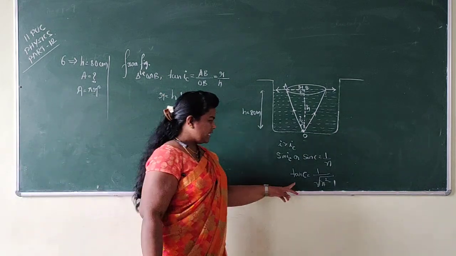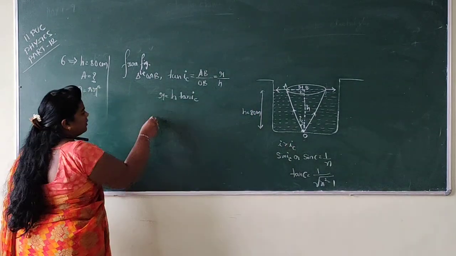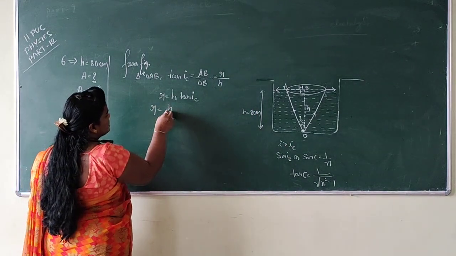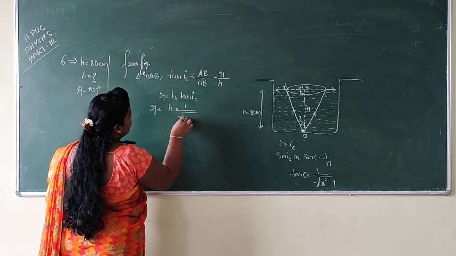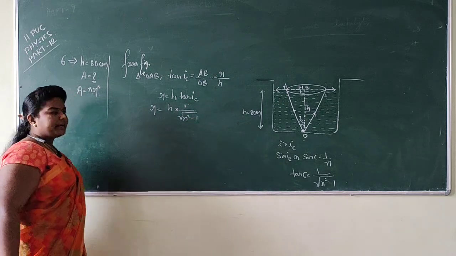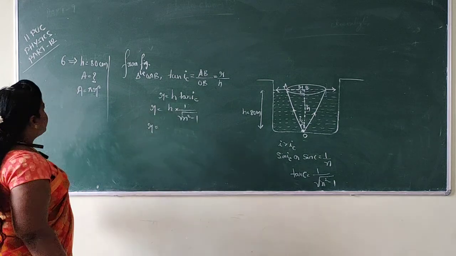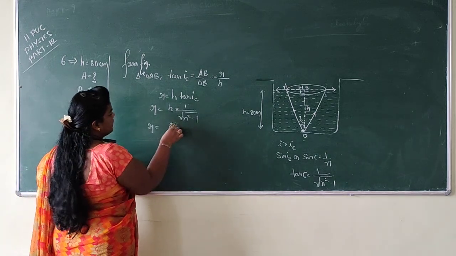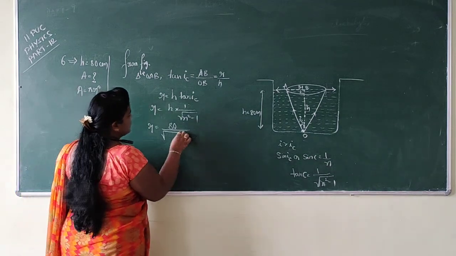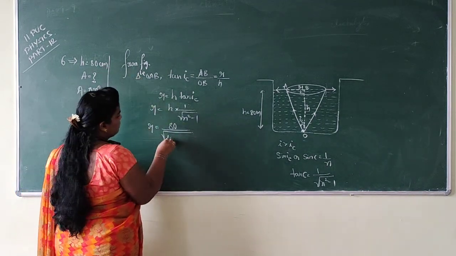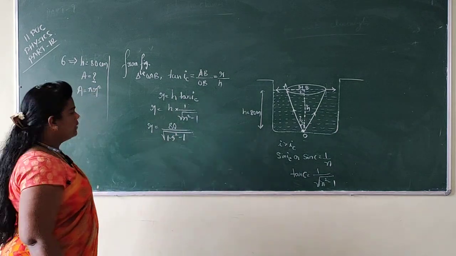So what is tan IC? It is 1 divided by square root of n square minus 1. So R is equal to H into 1 divided by square root of n square minus 1, right? Now R is equal to, what is H? Here it is 80 centimeter, 80 divided by square root of, what is the refractive index of water? 1.5 square minus 1.